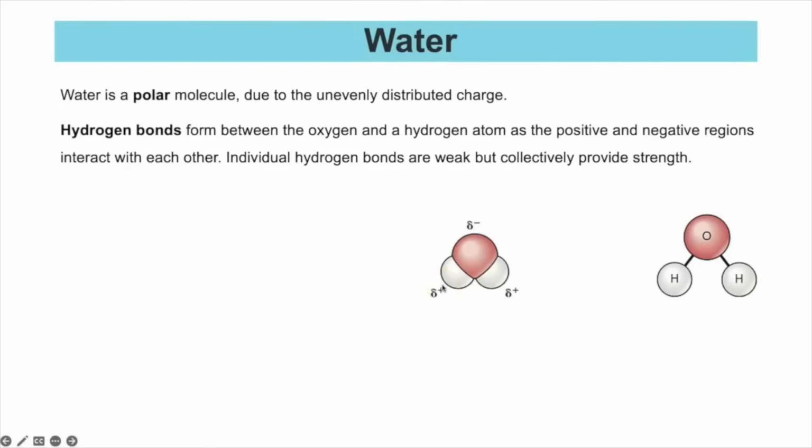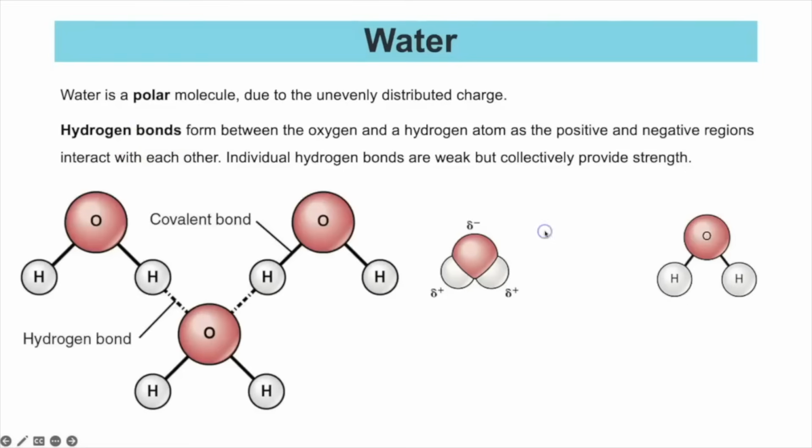Now, because of that uneven distribution, that enables the formation of hydrogen bonds between the oxygen and a hydrogen atom between two different water molecules. And that's what we're seeing here, a hydrogen bond forming between the hydrogen and the oxygen of different water molecules. And a hydrogen bond is actually pretty weak in terms of bonds, but collectively they do provide quite a lot of strength. And it's that structure and those hydrogen bonds which form all the different properties of water that we're going to have a look at.